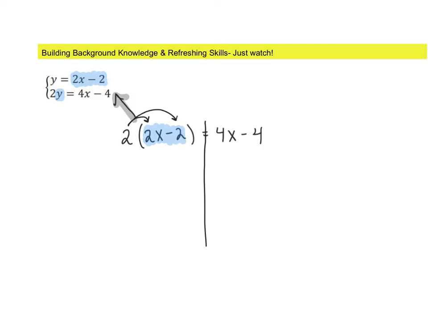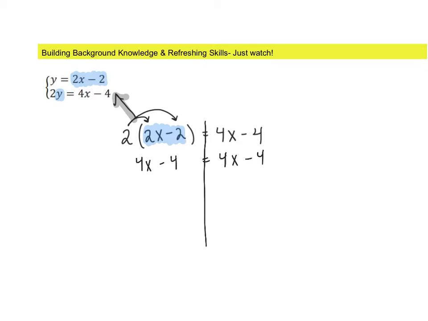I'm going to take this equation and rewrite it with y being that 2x minus 2. So this becomes 2 times 2x minus 2 equals 4x minus 4. Now we have this very long linear equation, but again, I just took that y and changed it to what y actually equals. From there, we're just going to solve it like normal by doing our order of operations. First thing is parentheses, so I'm going to distribute this 2. This becomes 4x minus 4 equals 4x minus 4.